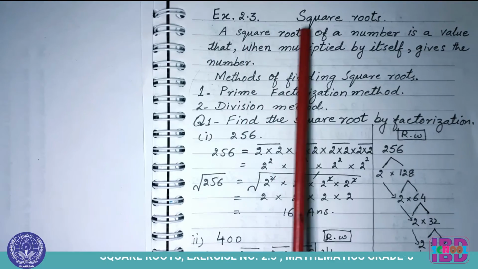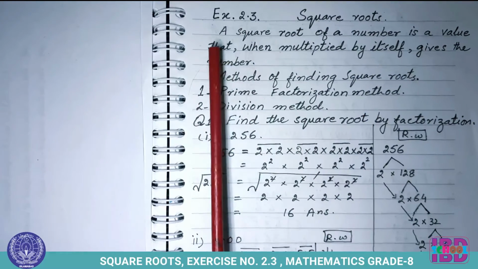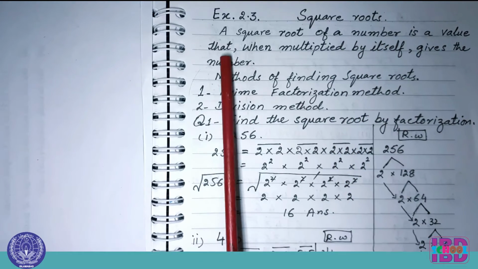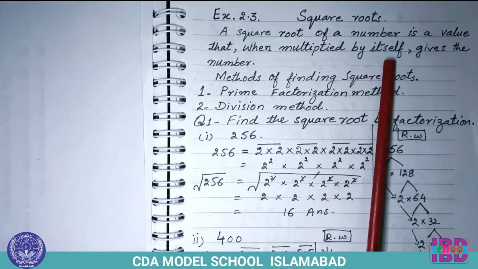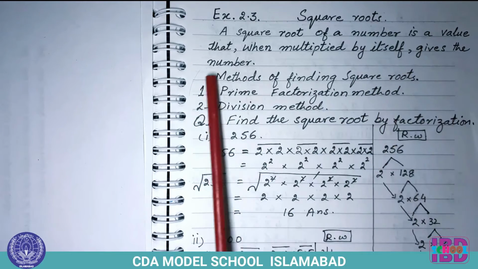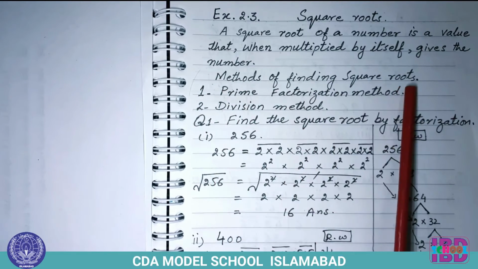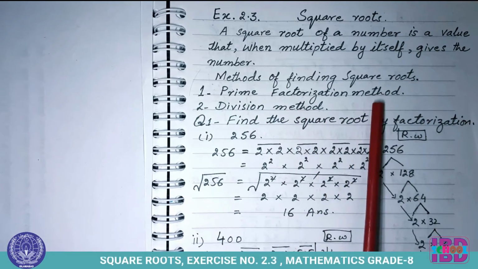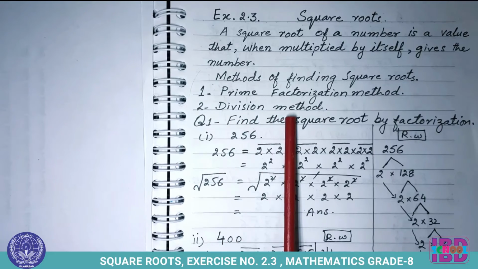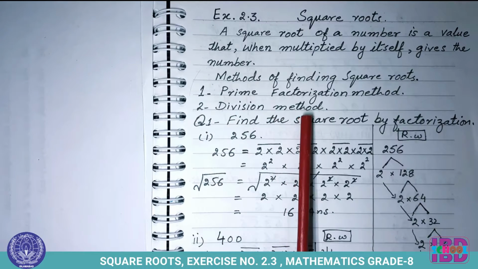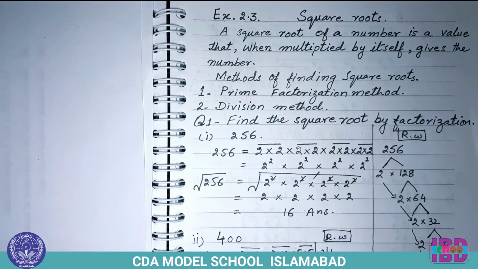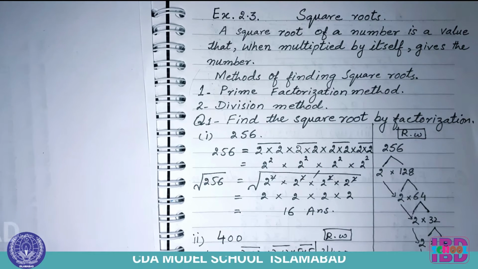Today we start exercise 2.3. It is about square root. You know a square root of a number is a value that when multiplied by itself gives the number. There are two methods of finding square root. Number 1, prime factorization method. Number 2, division method. You have learned both these methods in grade 7. Let's refresh our knowledge by practicing more and more examples.